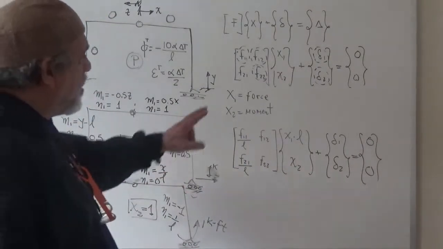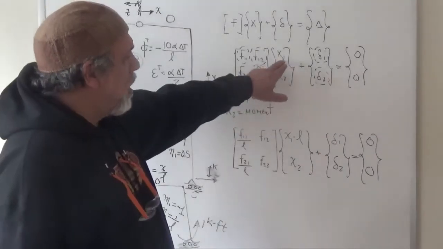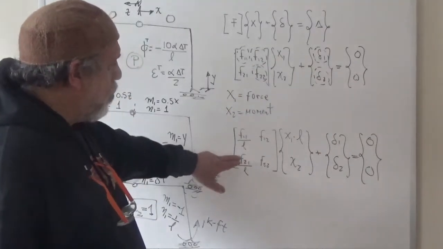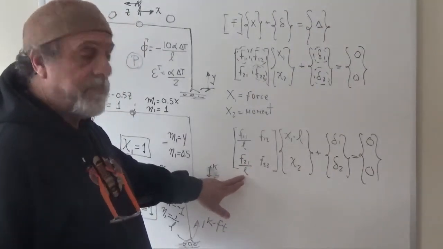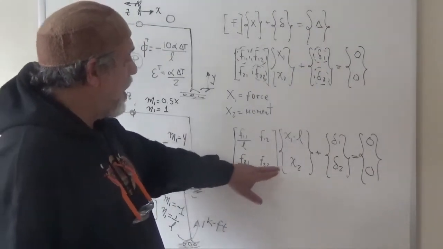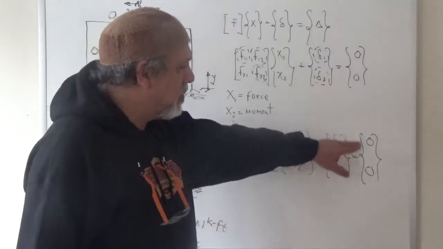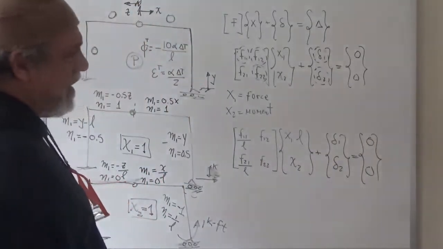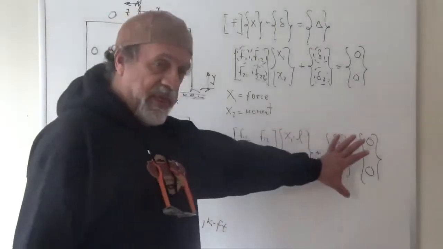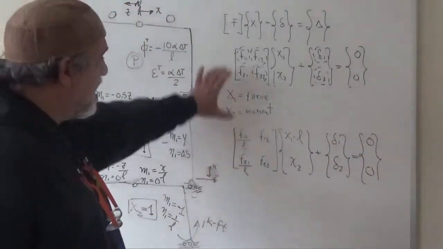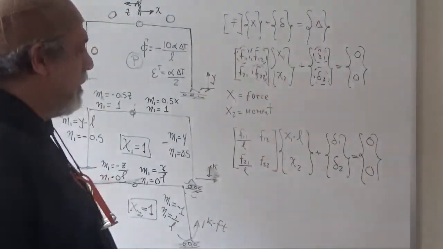On the second equation, that should be f21 times x1. That's just f21 times x1, right? Since I multiplied this by L, I divided this by L. Plus f22 x2 plus delta 2 equal to 0. So that's fine, right? That operation changes nothing. This and this are identical mathematically.